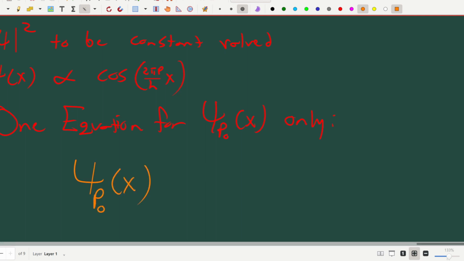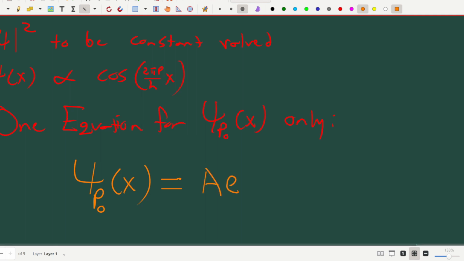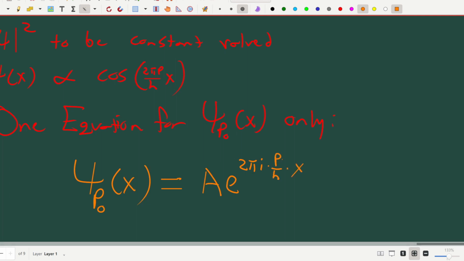So this is our wave function at a definite momentum, measured as a function of space. It's A, our amplitude, times e to the 2 pi i times p over h times x. It's a complex exponential.